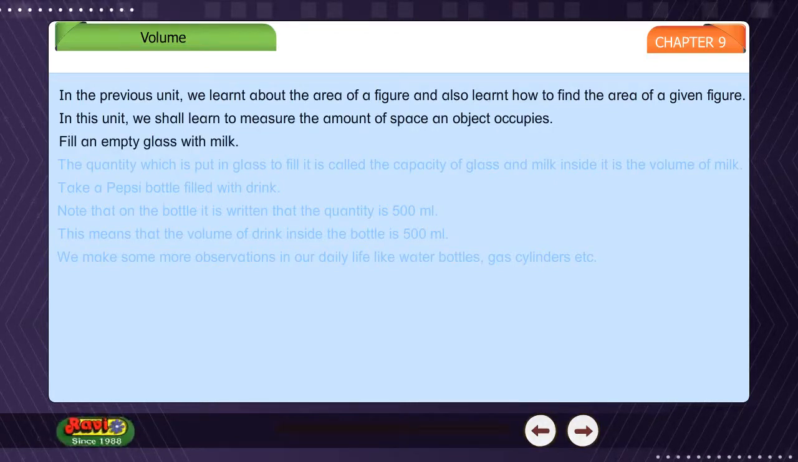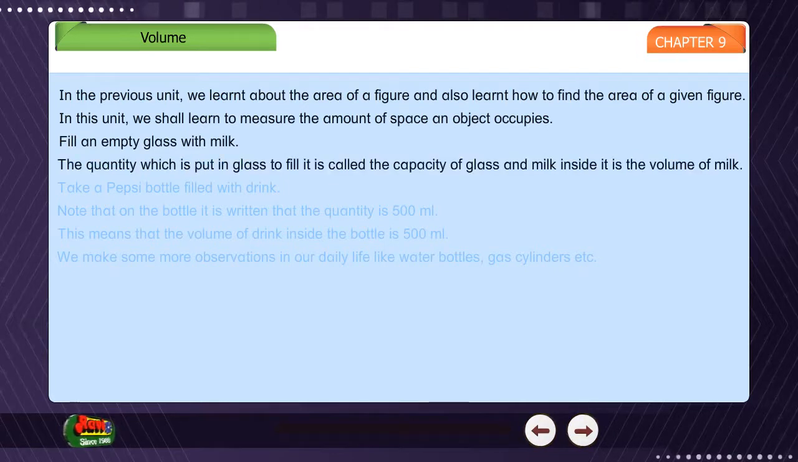Fill an empty glass with milk. The quantity which is put in the glass to fill it is called the capacity of the glass, and the milk inside it is the volume of milk.